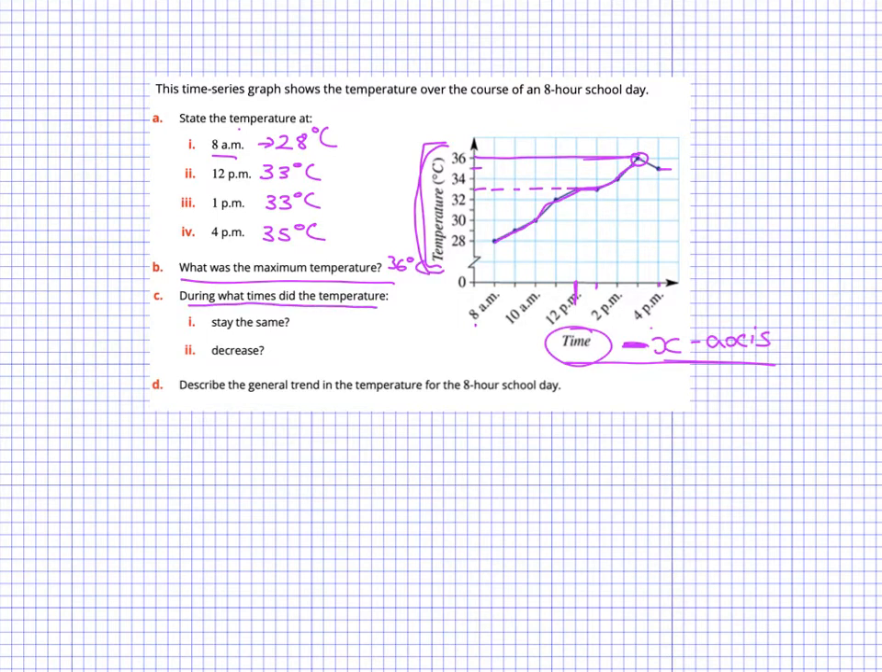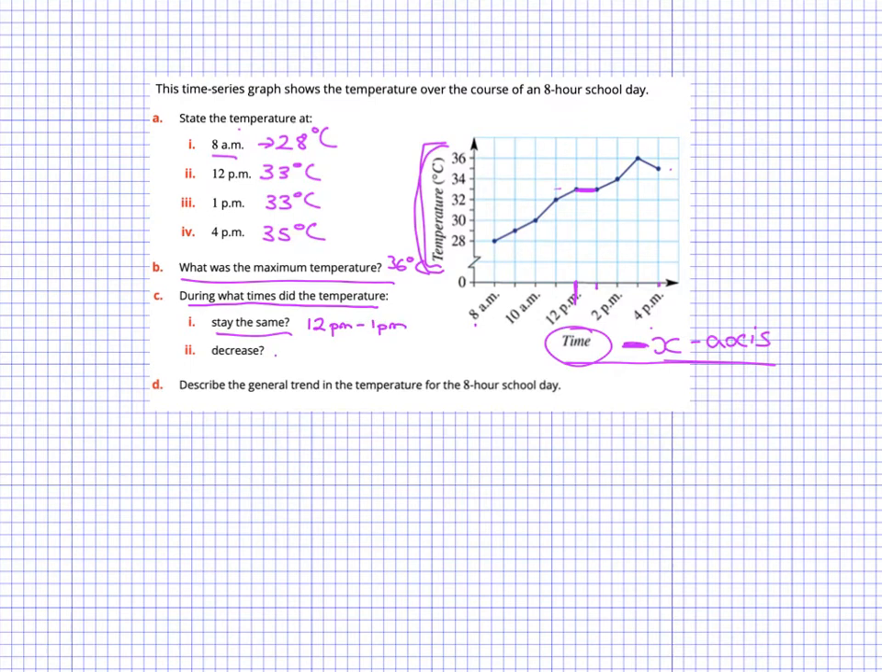During what times did the temperature stay the same? All right, so you're looking for horizontal lines. So just to make sure, I will erase everything we've got on the graph here. So horizontal lines are where the temperature hasn't changed, but time has. So we noticed earlier that between 12 and 1 p.m., the temperature had stayed the same. So we can say 12 p.m. to 1 p.m.